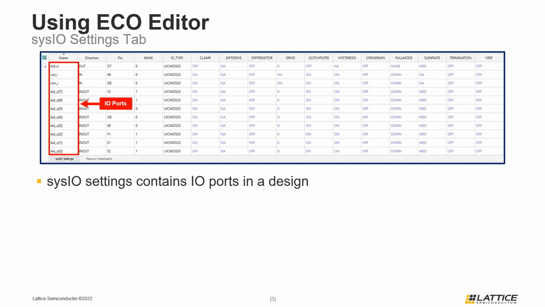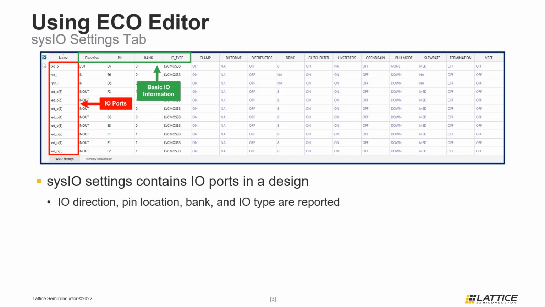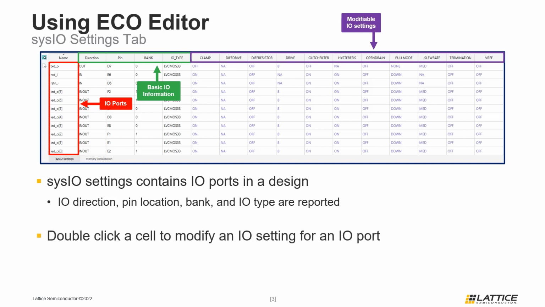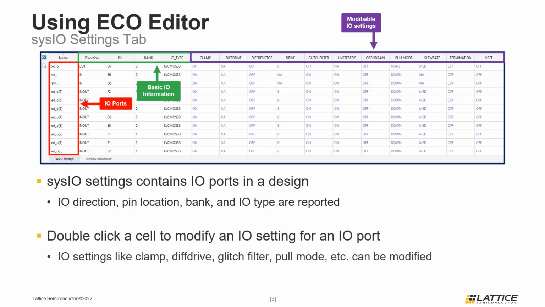These are the I/O ports whose settings can be modified using sysio Editor. At the top of the window are the I/O settings for a design. The first few columns contain general information about an I/O port, like its direction, pin location, and I/O bank. The rest of the columns in the first row correspond to the different I/O settings that can be modified. By double-clicking any of the cells below an I/O setting, users can modify the I/O setting for an I/O port.